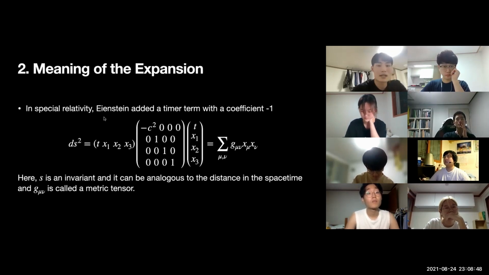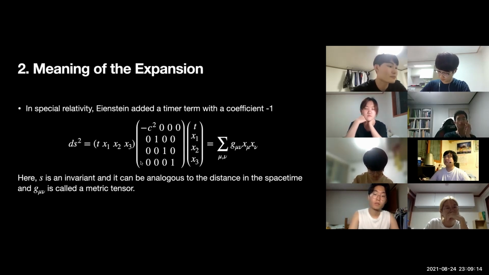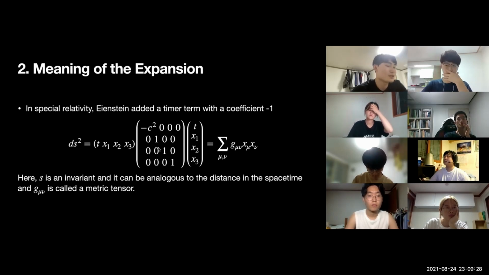And in special relativity, Einstein added a time term in this equation with a coefficient of minus c square, not minus 1, minus c square. And here, S is an invariant because it is invariant under a change of coordinate system. And you can think of it as a distance in space-time. And this matrix is called a metric tensor. Of course, tensor and matrix are totally different concepts, but there would be no problem thinking of it just as a matrix in this presentation.